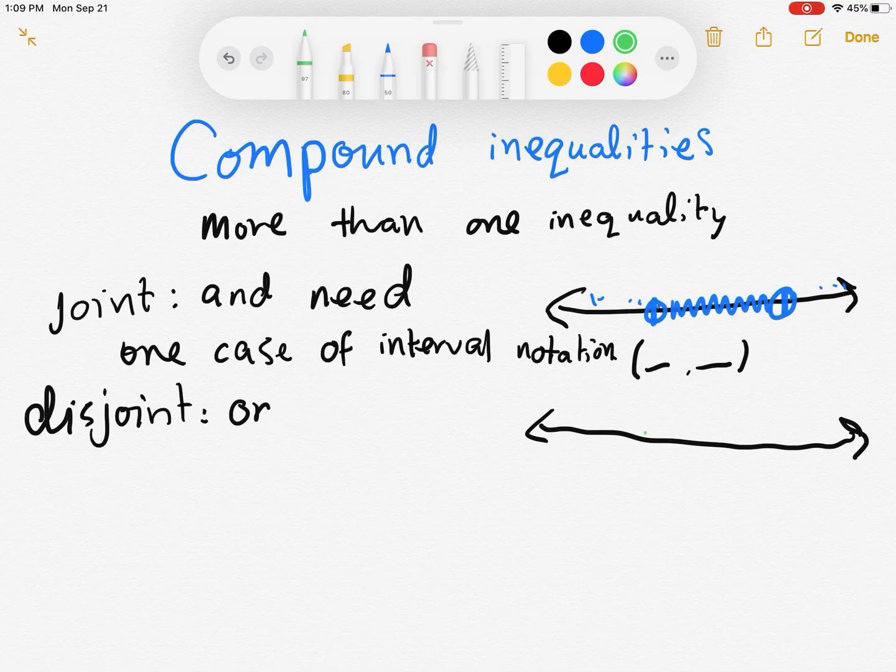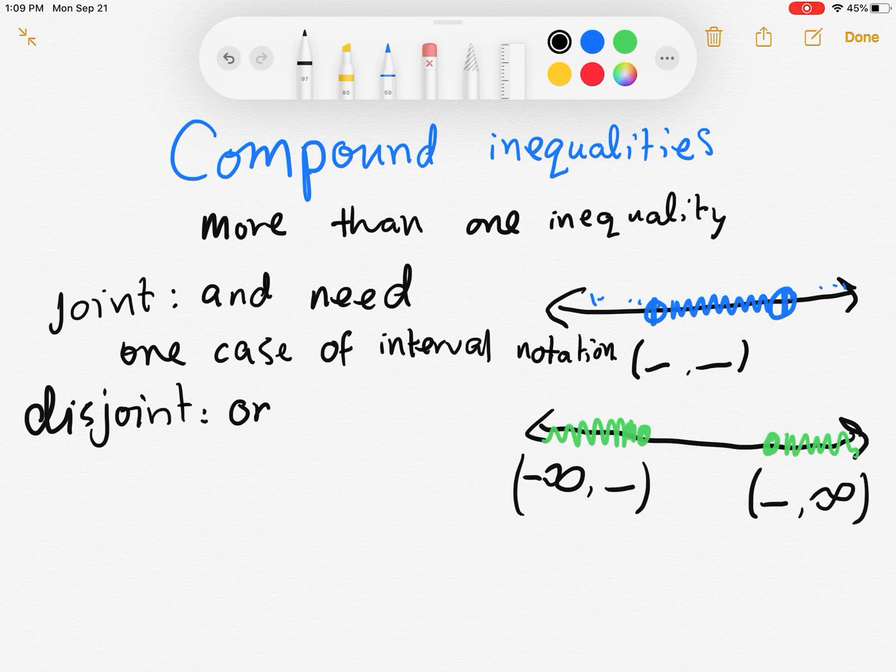Disjoint looks something like this. We have our two endpoints, same as before, but instead of shading towards each other, we shade away from each other. How many instances of interval notation do we need here? Well, we need one for this side and one for this side. So we need two.